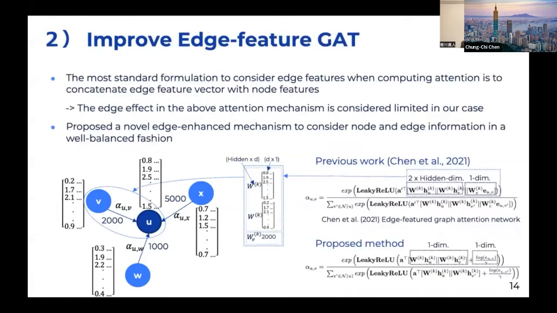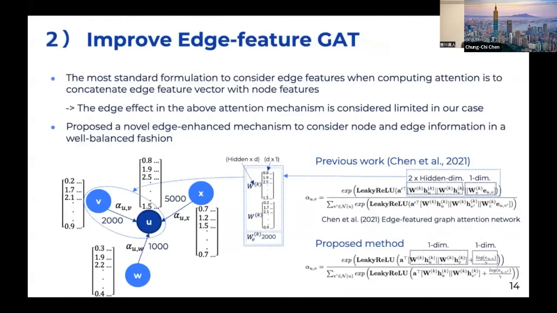The original GAT in the previous slides doesn't consider the edge features. To resolve this issue, Chen et al., in their previous work, proposed the edge enhanced attention mechanism. Basically, what this is doing is, on top of the concatenation of the node features, they further concatenate the edge feature to determine the importance of neighbor nodes.